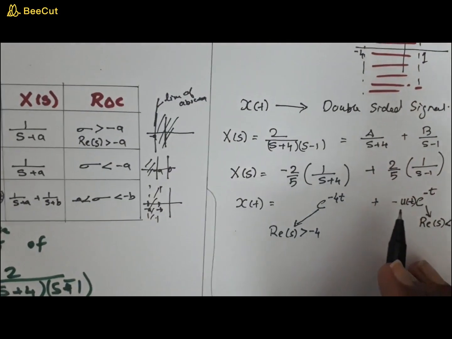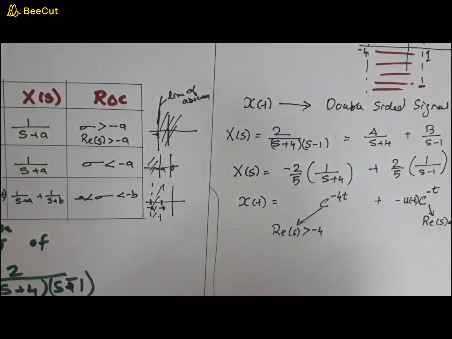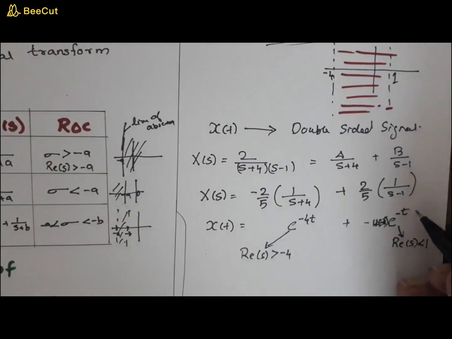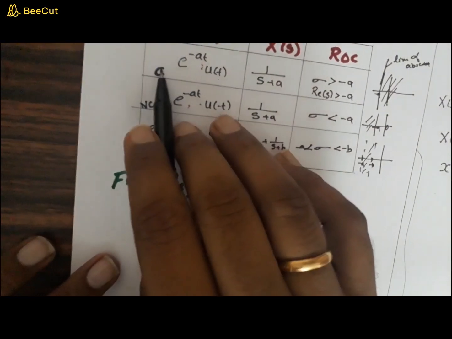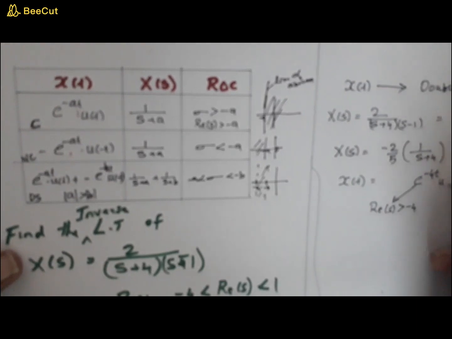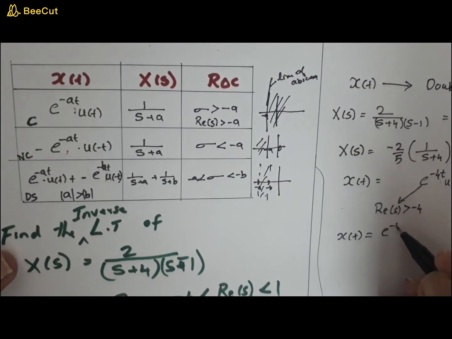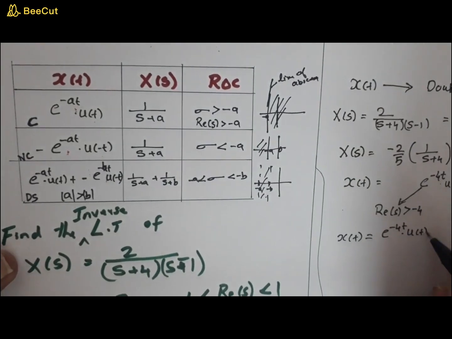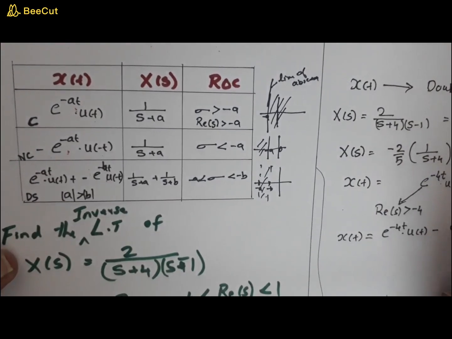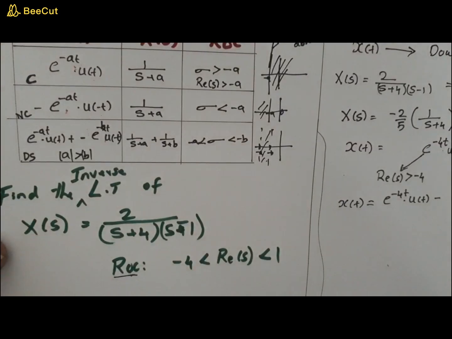U of minus t into e raised to minus t, or you can put it like this, that will be a standard form: minus u of minus t, you have a negative sign here, into u of minus t. Now what about this? This is the real of s greater than a value. We know that greater than any value is a causal sequence, so this has to be multiplied by u of t. So what is your x of t? X of t is equal to e raised to minus 4t into u of t minus e raised to minus t into u of minus t. Okay, so this is it.